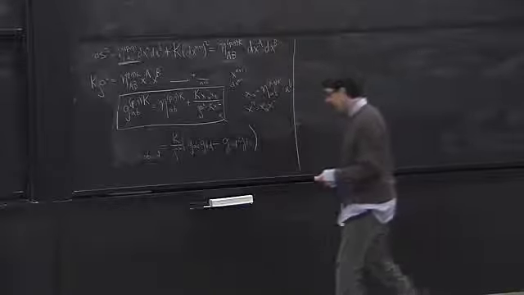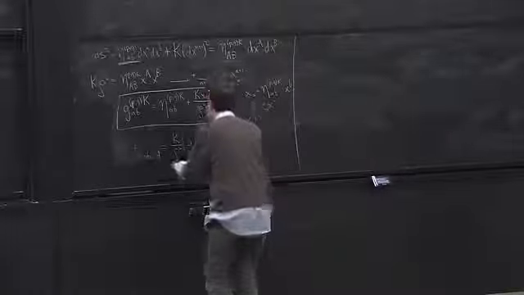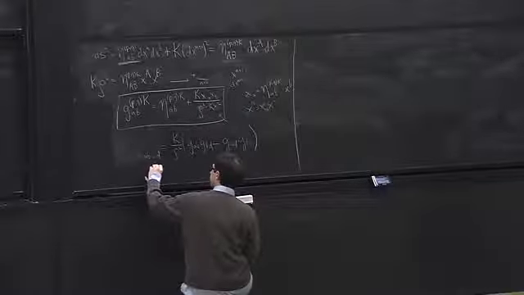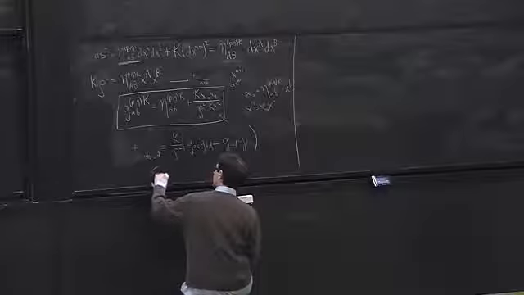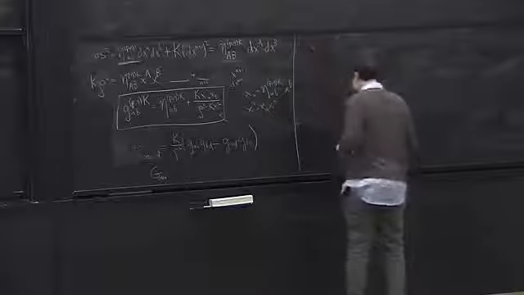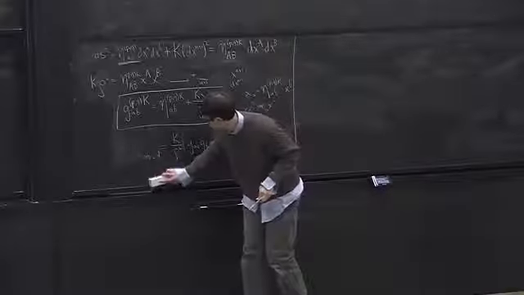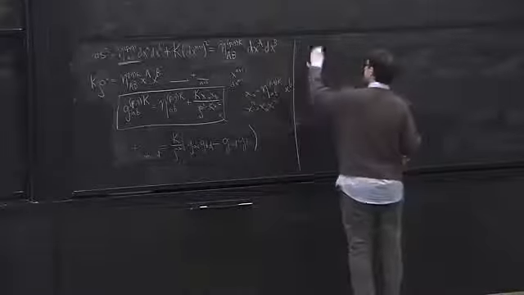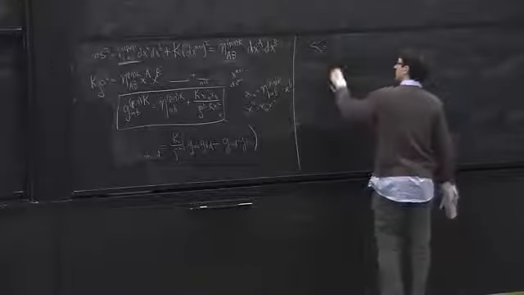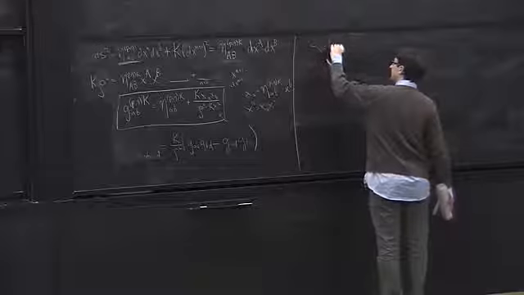In particular, the other thing you'll check on the homework is that from this expression, you'll see that these maximally symmetric spacetimes are a solution of Einstein's equation. So last time we sort of derived the action for gravity.